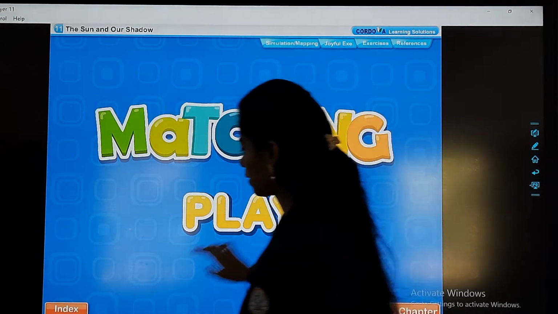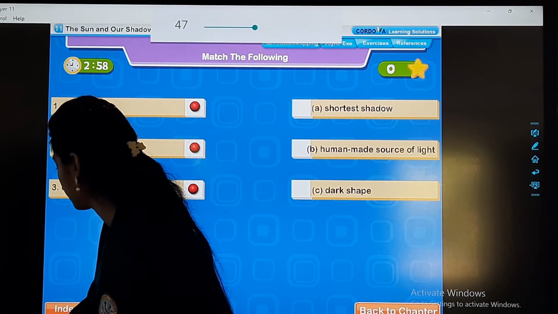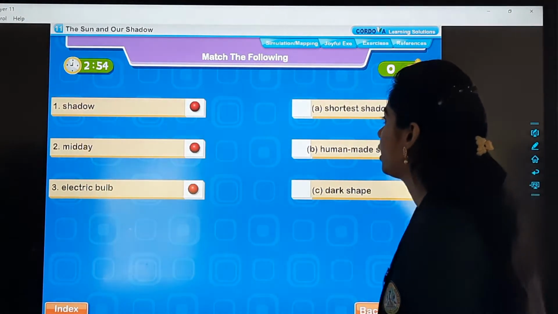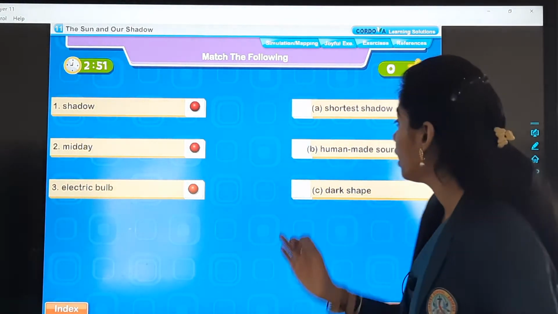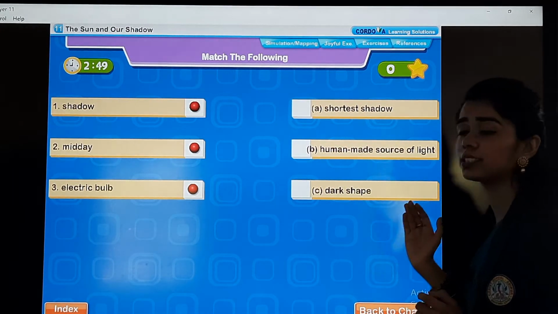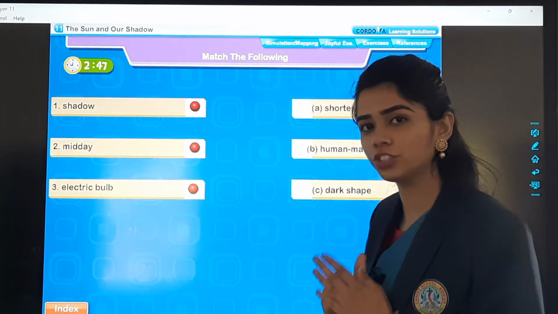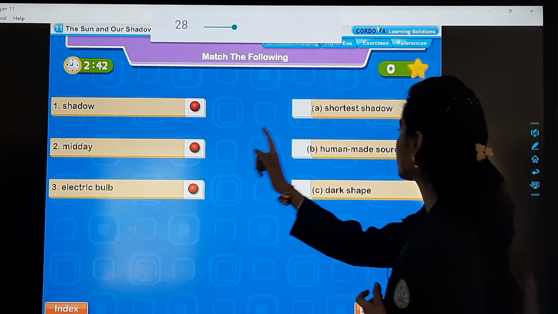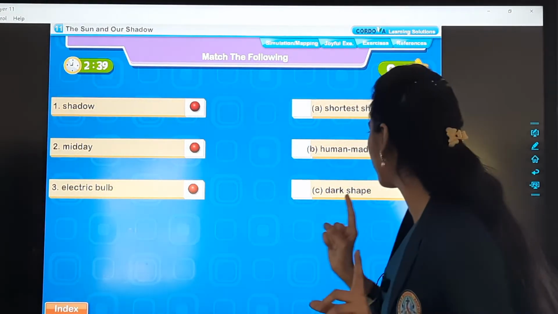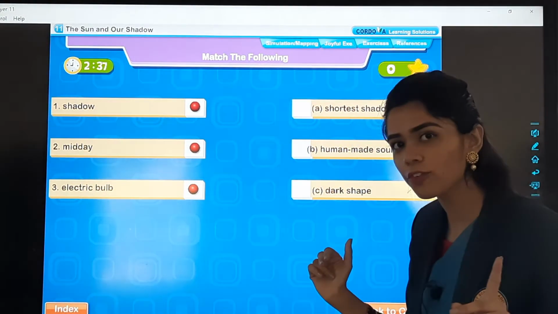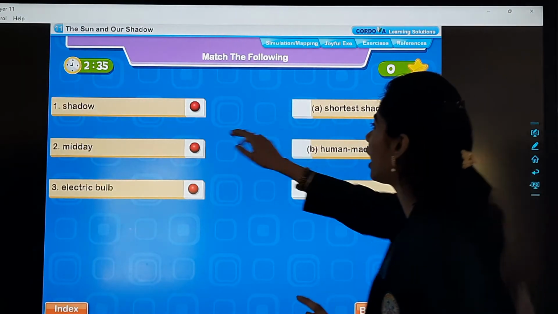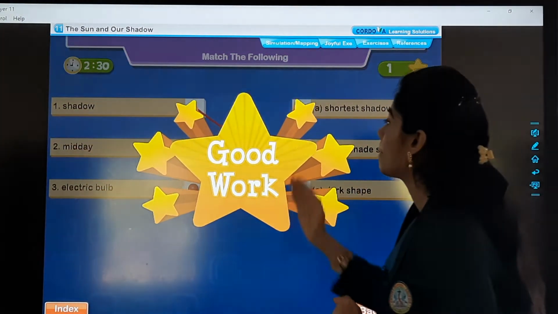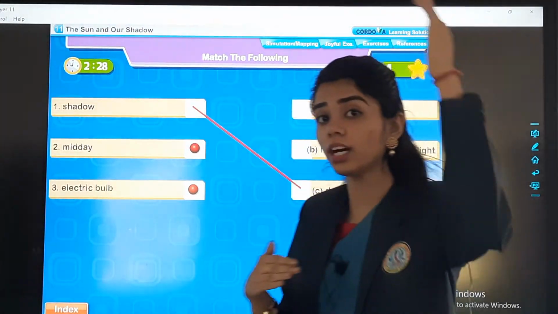Matching. Play. So, these are some matching words. Now, first is shadow. So, look at the options and decide which will match which shadow. Shortest shadow will not match with shadow. Human made source of light also not, but dark shape. Good work.